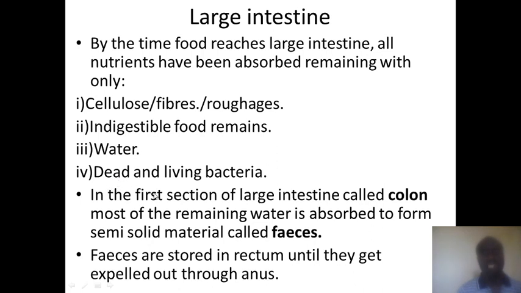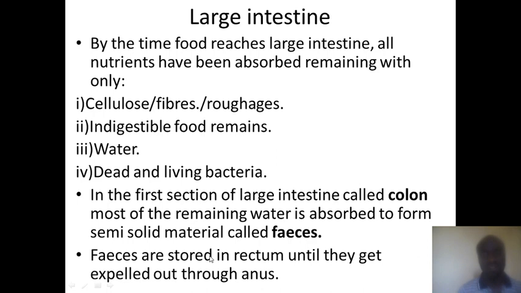Then in the first section of the large intestine, which we call the colon, most of the remaining water, this water here, is absorbed. And once the water gets absorbed, this food starts to change from being a solution to semi-solid. All the water is not completely absorbed, but most of it. That's why the food is changing from solution to semi-solid material. And that material is what we call feces.